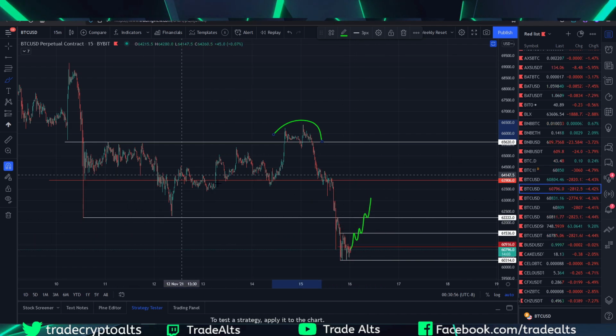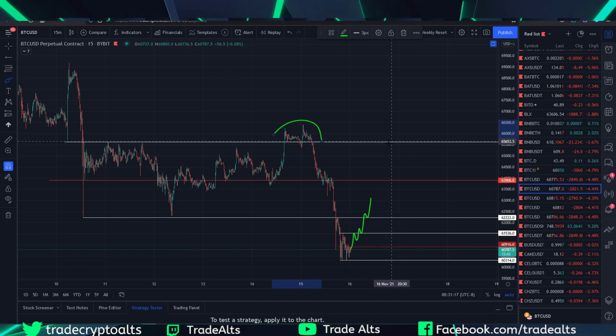So for this scenario, what I would want to see is acceptance back into this overall larger range. You get acceptance back into this overall larger range, and then again, you would be looking to trade this range essentially. And for those of you who are following me, you know exactly how I would trade this and what levels I would be looking for.